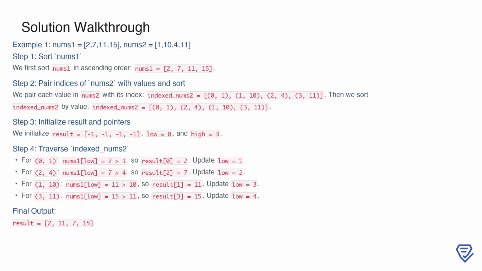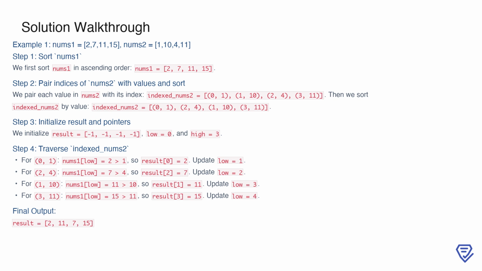Here, we start with the first example where nums1 is 2, 7, 11, 15, and nums2 is 1, 10, 4, 11. The first step is to sort nums1 in ascending order, which gives us 2, 7, 11, 15. Next, we pair each value in nums2 with its corresponding index, resulting in (0, 1), (1, 10), (2, 4), (3, 11). Sorting this list by the values of nums2 gives us (0, 1), (2, 4), (1, 10), (3, 11).